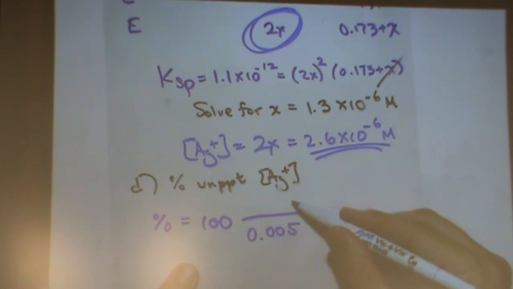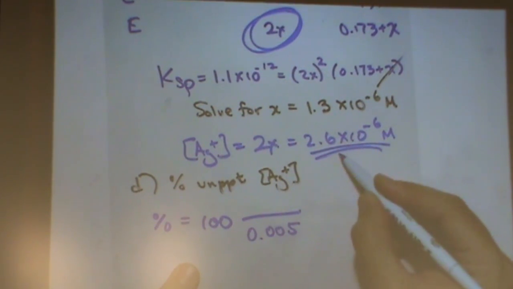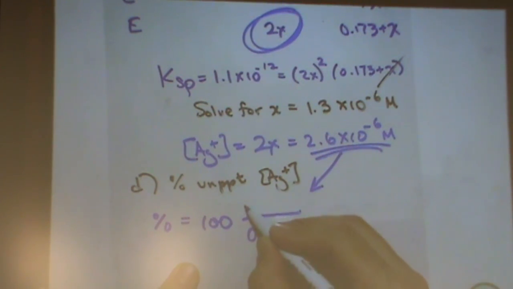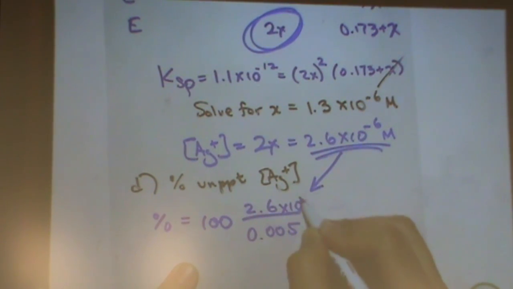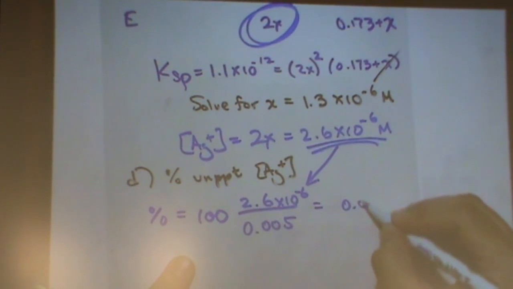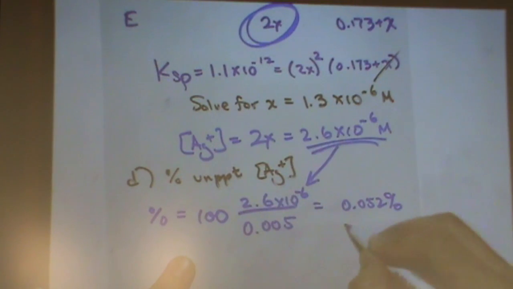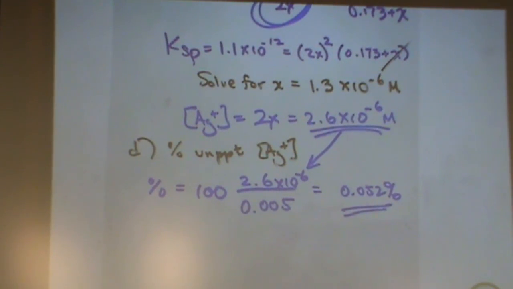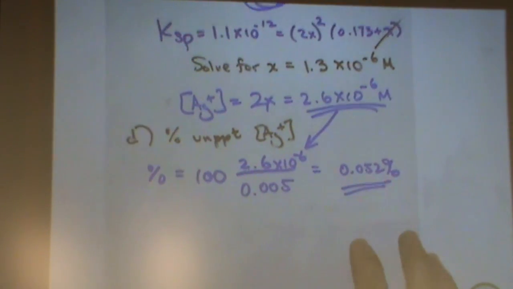What would be this number in the numerator? Yeah, the 2x, that number right there. 2.6 times 10 to the minus 6. Those are both in molarities, that'll cancel out, and I get 0.052, which means very little of it is unprecipitated. 0.5%, or less than that. Whatever, a small number. I'll give you a moment to process before we go on. See if you have a question. So this is one of those combo deals.